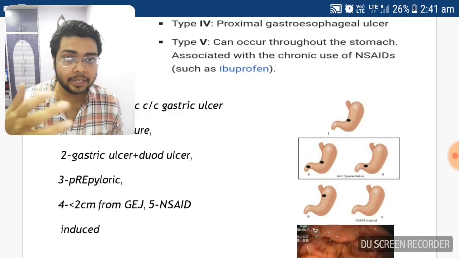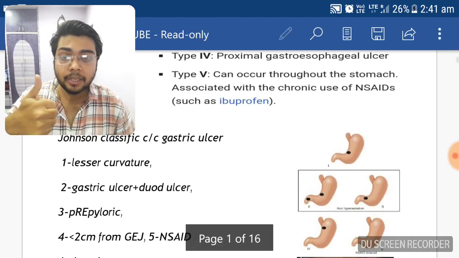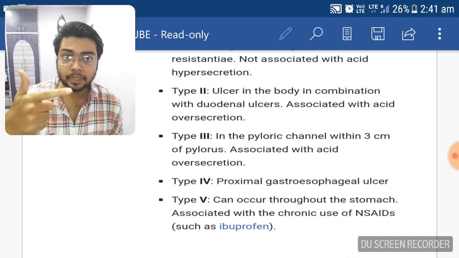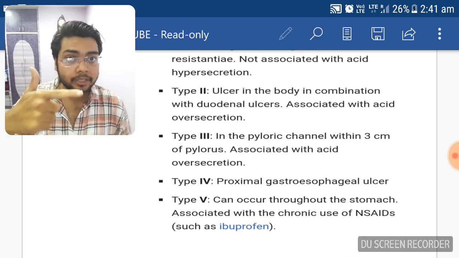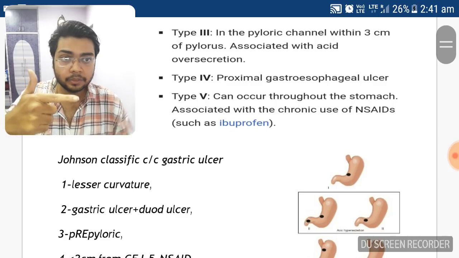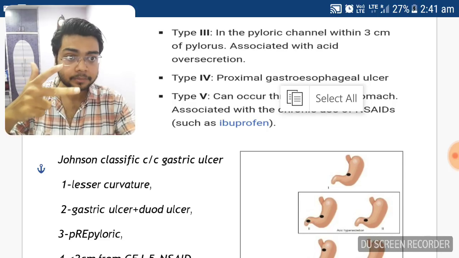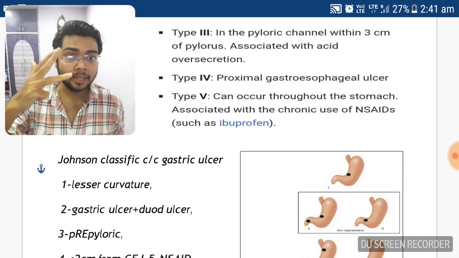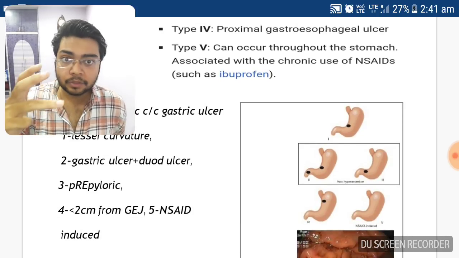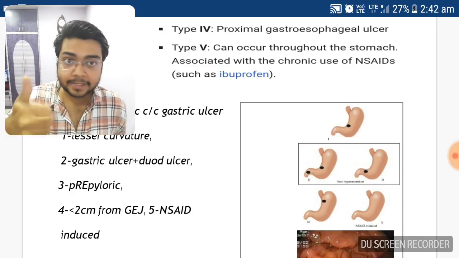So very fast we will revise it. Type 1 is along the lesser curvature and it is not associated with acid secretion. Type 2 is in the body along with duodenal ulcer, that is, gastric as well as duodenal ulcer. You can see here in this diagram gastric as well as duodenal ulcer. Type 3 is this one, pre-pyloric. Type 4 is along the 2 centimeters of the gastroesophageal junction, and type 5 is NSAID induced.